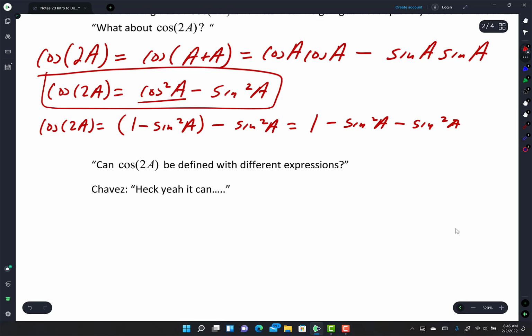I'm sorry, guys. All right, how many sine squares do you see? 2. So here's the second equation. Cosine 2a equals 1 minus 2 sine squared a. There's my second one.